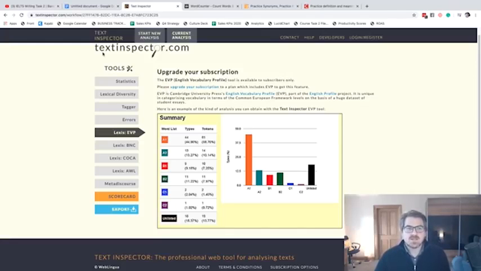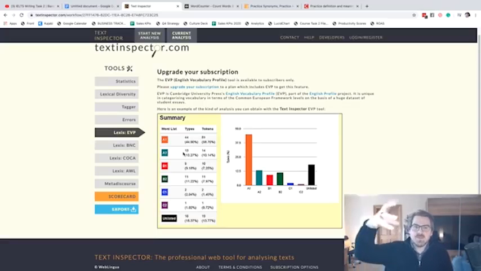One is called Text Inspector. And it does a number of things. But one of the things that it does is it breaks down your writing and it looks at each word individually and it looks at the level of that word. So in that essay, there were 44 words at A1, so the lowest level. Then we have A2, slightly higher, B1, B2, sort of intermediate, C1, C2, advanced words.